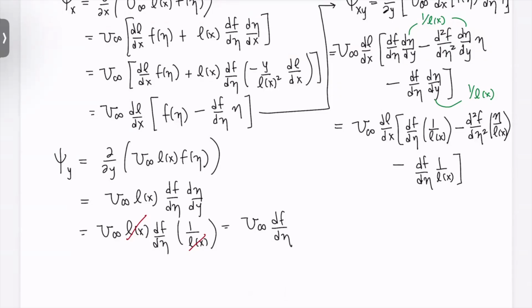Good. Okay. Notice that we have two terms that are the same, but with opposite signs. So these two terms cancel one another. Love to see it. It's like, love it when a plan comes together. All right. So we have minus u infinity dL/dx, second derivative of f with respect to eta times eta over L.